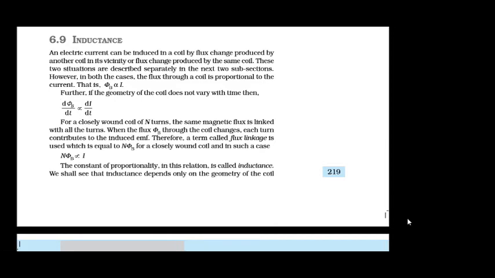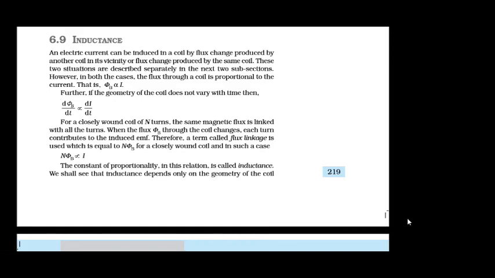Further, if the geometry of the coil does not vary with time, then delta phi B upon delta t is directly proportional to delta I upon delta t. That is, d phi B by dt is directly proportional to dI by dt.